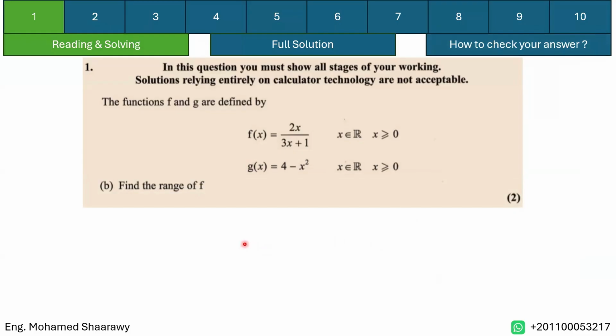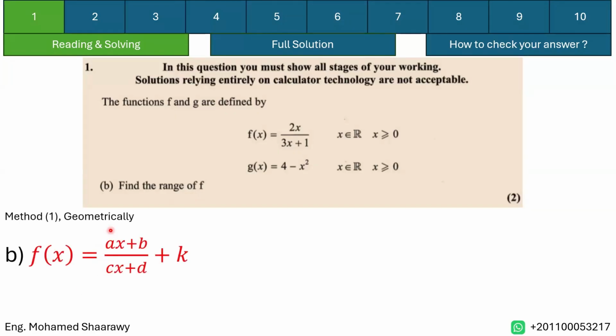In part B, we need to find the range of f. There are many methods actually to find the range of f. One of which I prefer is the geometrical way. But before I start solving using the geometrical way, I'd like to inform you how to draw any reciprocal function.